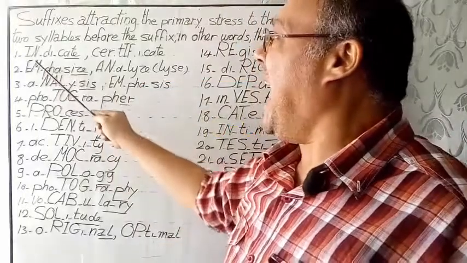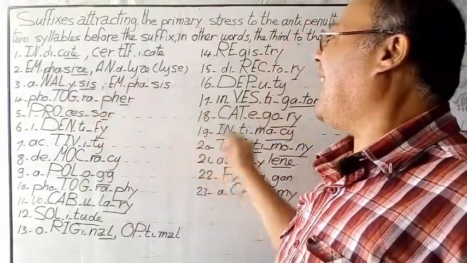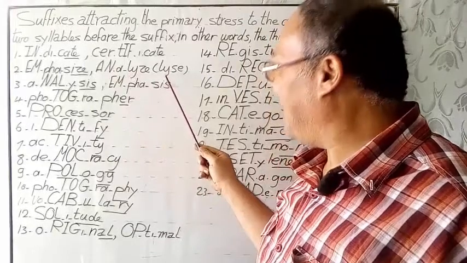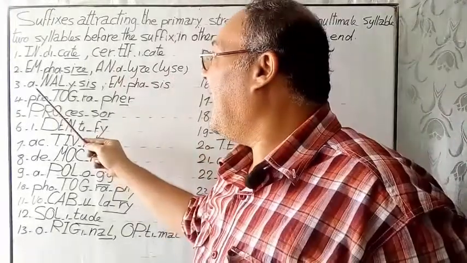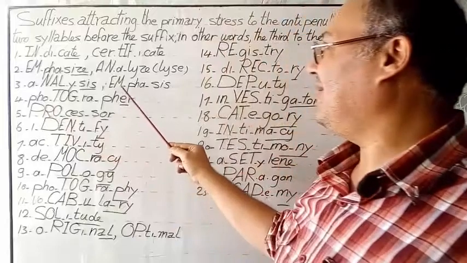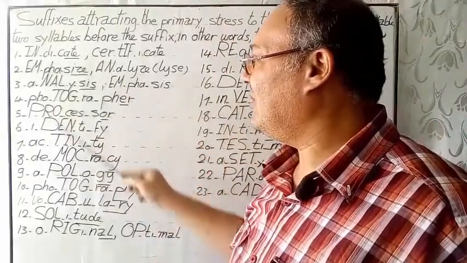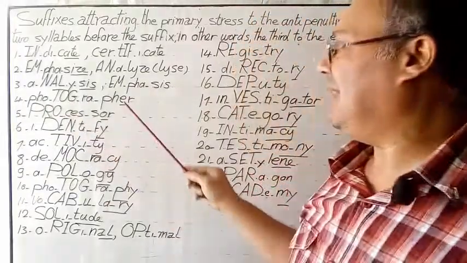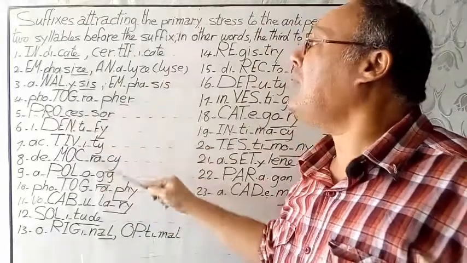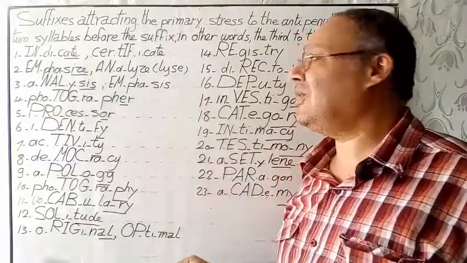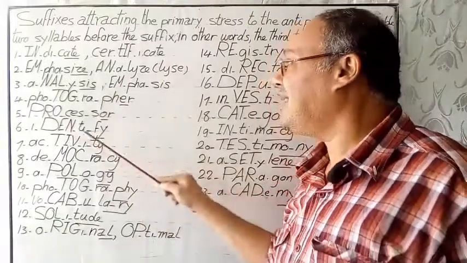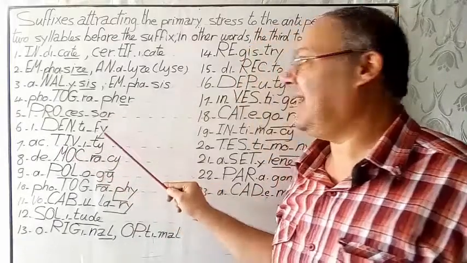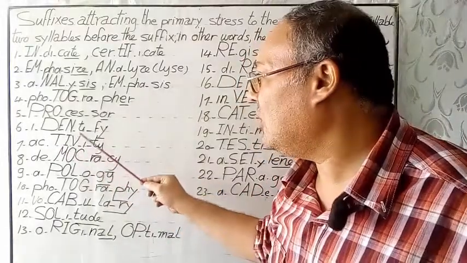Emphasize, analyze. Here, lies in American accent, lies in British one. Analysis, emphasis. Photographer, ER. Processor, not processor, OR. Identify, FY or IFY.